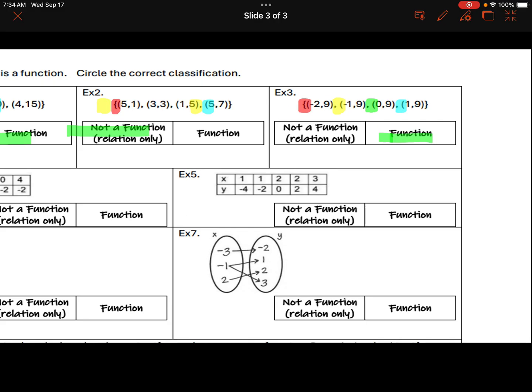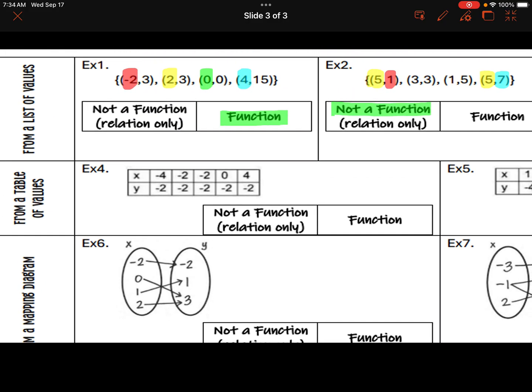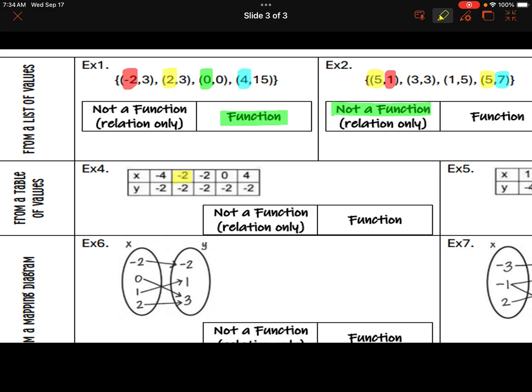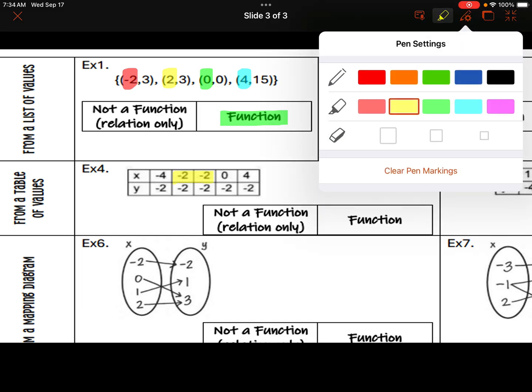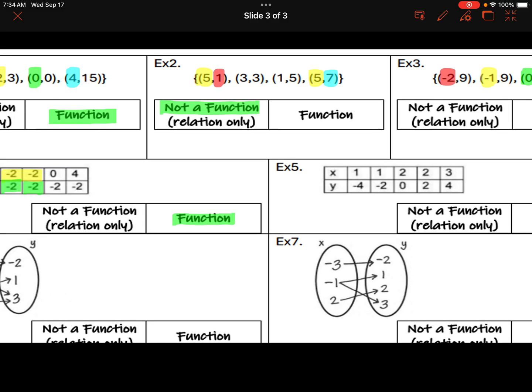It's also a relation, but it meets the special category of function. Okay, what if they give it to me as a table of values? Well, right here, I notice I have the exact same input value. But I also notice that -2 has been partnered with -2, and then -2 has again been partnered with -2. So this does still meet the function test.